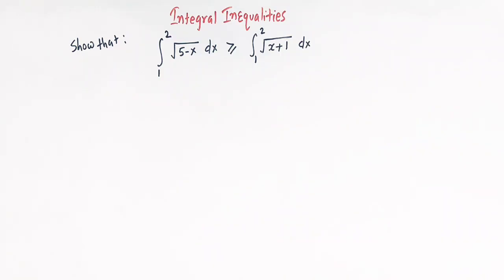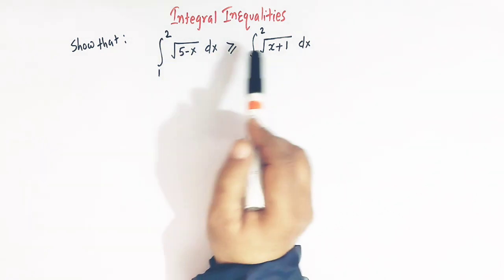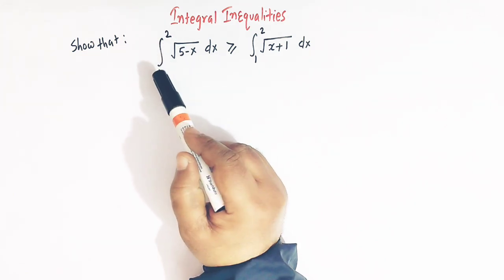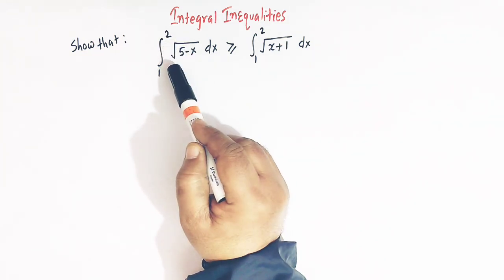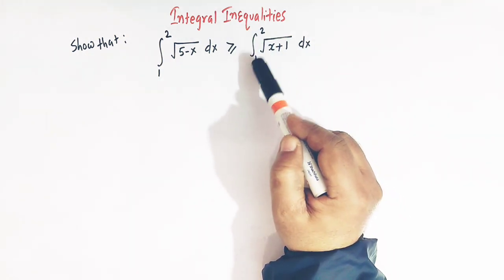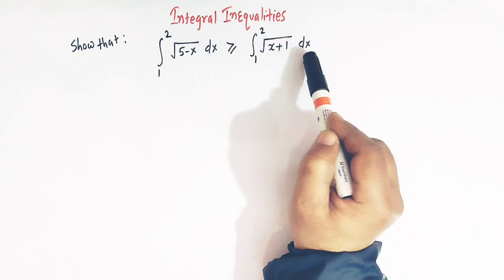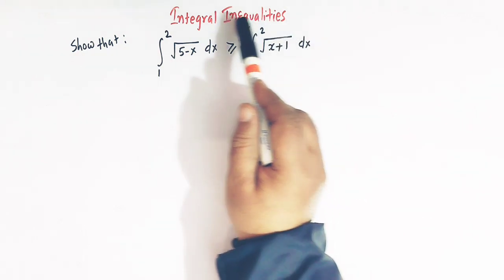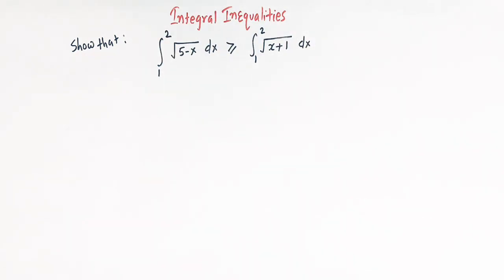Hello viewers, in today's class we are going to discuss one important problem from integral inequalities. So in this session we'll see how to prove this inequality in which we have the integral from 1 to 2 of square root of 5 minus x dx is greater than or equal to the integral from 1 to 2 of square root of x plus 1 dx, right? We'll see how to prove this inequality by the method of graphs.